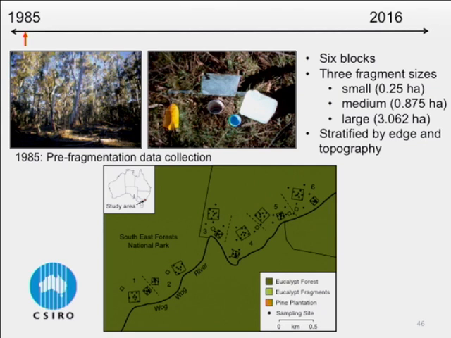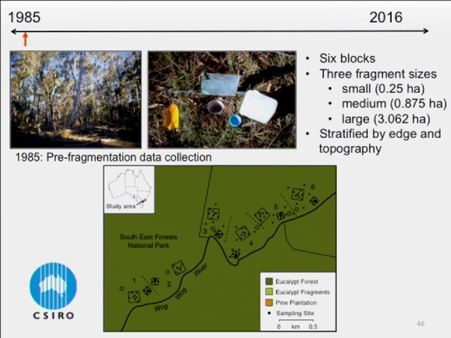So I'm going to give a little bit of background and history about the wog-wog experiment. Wog-wog was created by Mike Austin, Chris Margules, and Nick Nichols of CSIRO Australia in the mid-1980s, when a lot of clear cutting was going on in Australia. And plans to clear cut a forest presented an opportunity to create this experiment by leaving behind fragments.